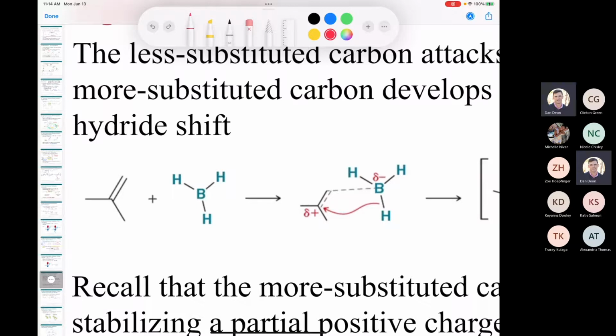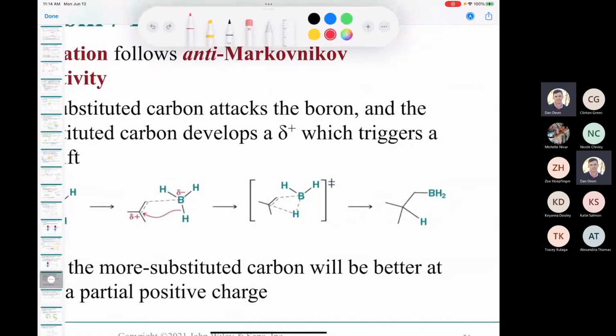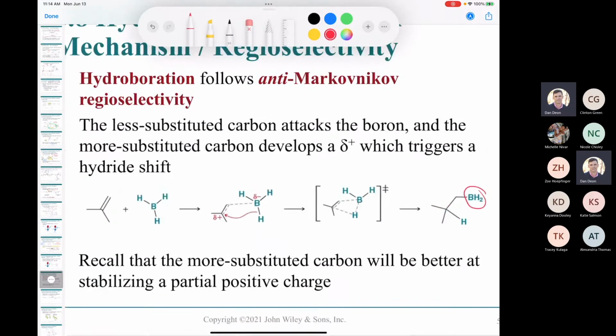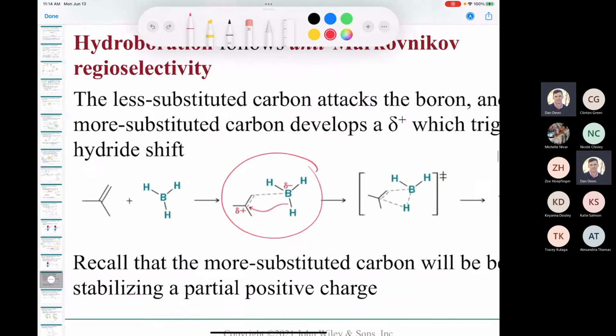And so not only do we get this nucleophilic attack occurring, but we get a simultaneous hydride shift that results in the boron being added to the less substituted carbon. Again, the electronics are nothing more than here we see the partial positive charge on the more substituted carbon.